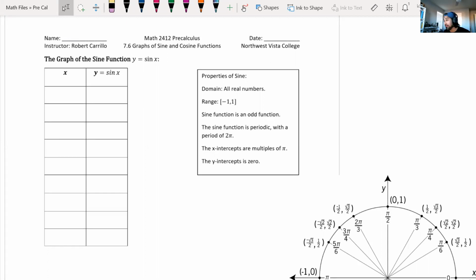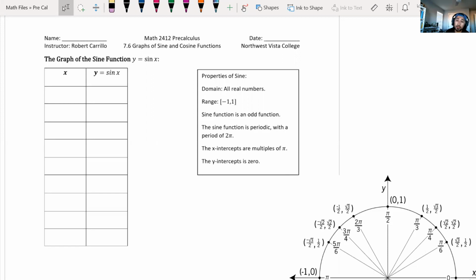For now, we're graphing the sine function, and the properties of sine is that the domain's all real numbers. The range of the sine function goes from -1 to 1. Sine is an odd function. We learned that last time. And sine is periodic. It has a period of 2 pi. It repeats itself every 2 pi. We learned that last time. The sine function will have x-intercepts at multiples of pi, and it has a y-intercept at 0.